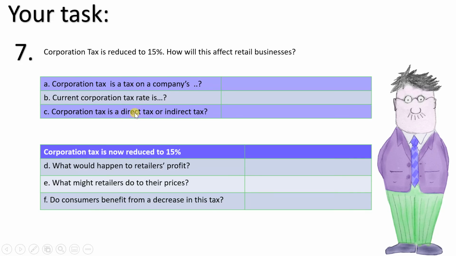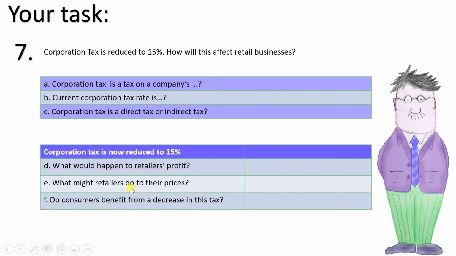Corporation tax is a direct or indirect tax. Is corporation tax linked to earnings? Is it linked to the company's earnings? This isn't about an individual now. Okay, second table. This is where we're actually dealing with the 15%. What would happen to the retailer's profit if corporation tax is reduced? So if they've got a reduction in the tax bill, what's going on with profit?